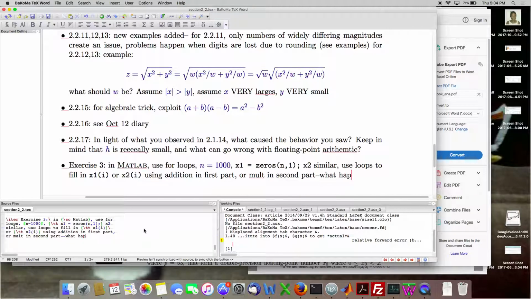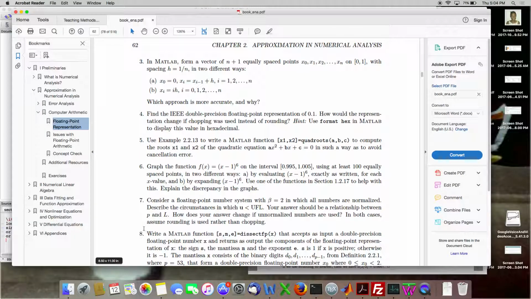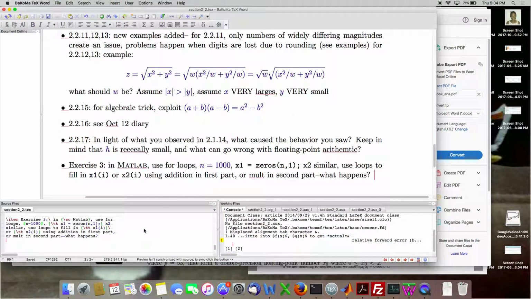So what happens when you do that? Now, since you're using a nice number for spacing, 1,000 points, you know what the spacing is supposed to be. These are elements in 0, 1. Spacing is 1/1000th. So you know what you should get. Do you get that? And if one of these does not produce that, why do you think that is?